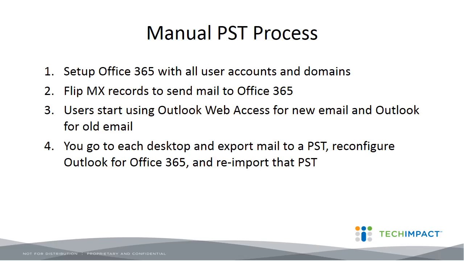And then you'll go to each desktop and you'll do File Export in Outlook. You'll export their mail to a PST. You'll set up Outlook to talk to Office 365, and then you'll just re-import that PST, and that will push all their mail up to Office 365. Okay? This is by far the easiest way to get to Office 365. And I would really recommend it if you have under 20 users. And honestly, maybe even if you have under 50 users, depending on some other things.